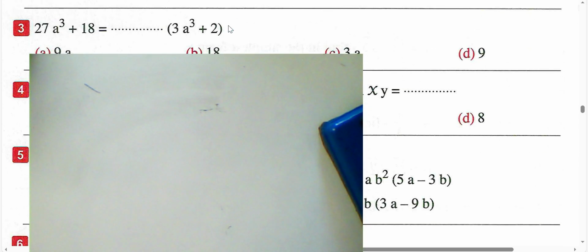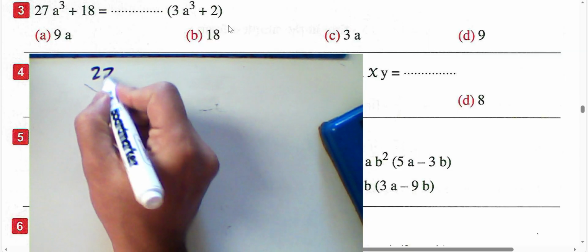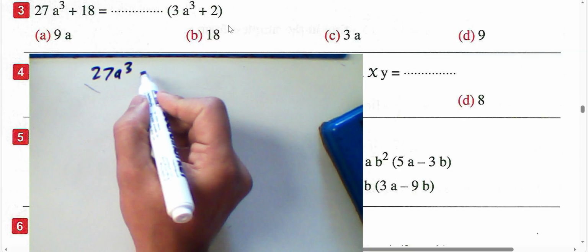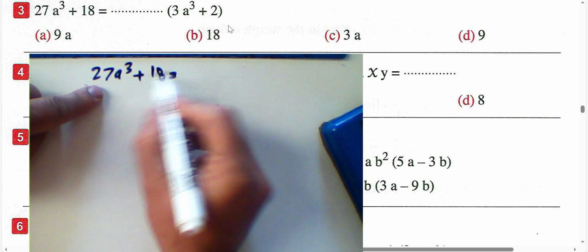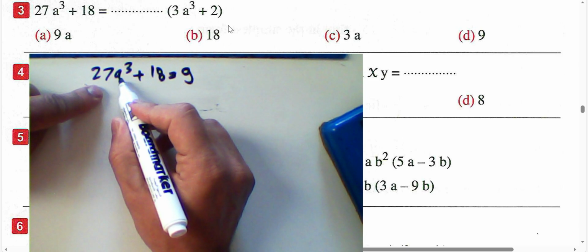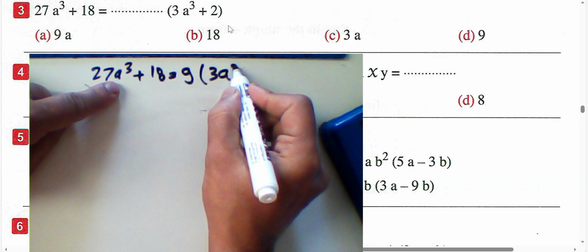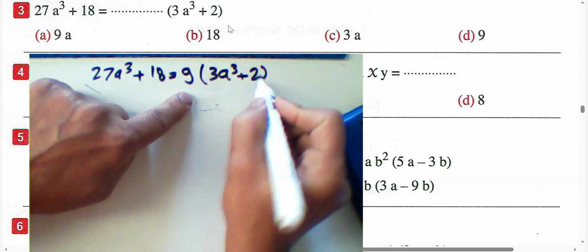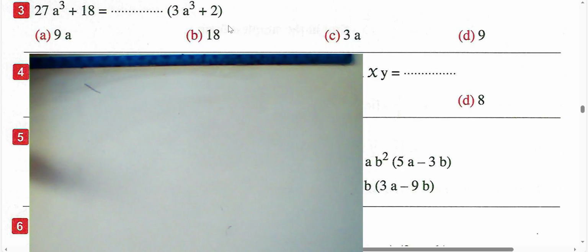Question 3, 27a^3 plus 18 equals. We can write the highest common factor between the two numbers, 9, and divide. 27 divided by 9 equals 3, a^3. 18 divided by 9 is 2. Okay, next question.